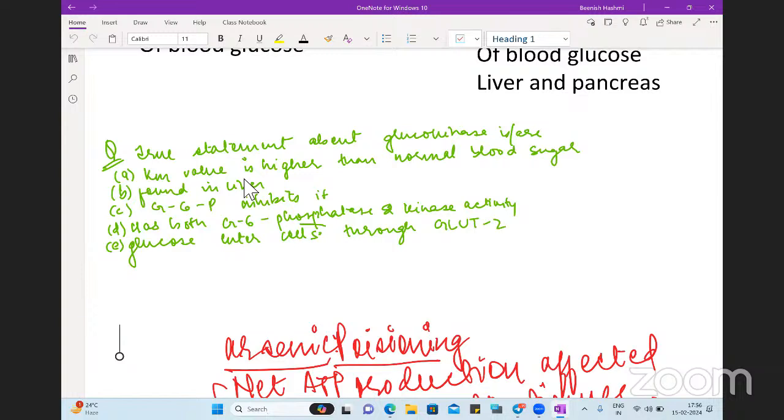Km value is higher than normal? Yes, that's true. Glucokinase is found in the liver? Yes, that's also true. Glucose 6 phosphate inhibits it? No, that was about hexokinase. Has both G6 phosphatase and kinase activity? No, that's about phosphofructokinase 2. Glucose enters cell through GLUT2? That's also correct. So your options A, B, and E are correct here.